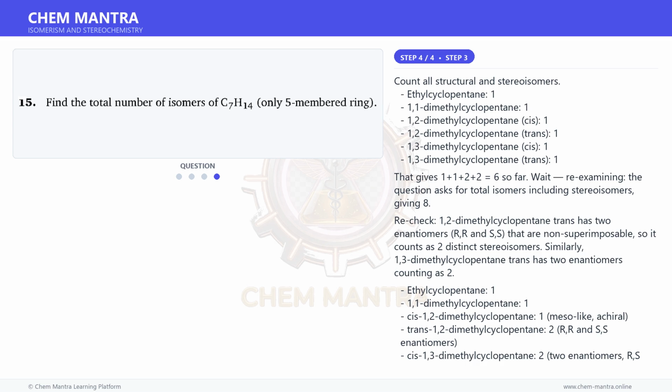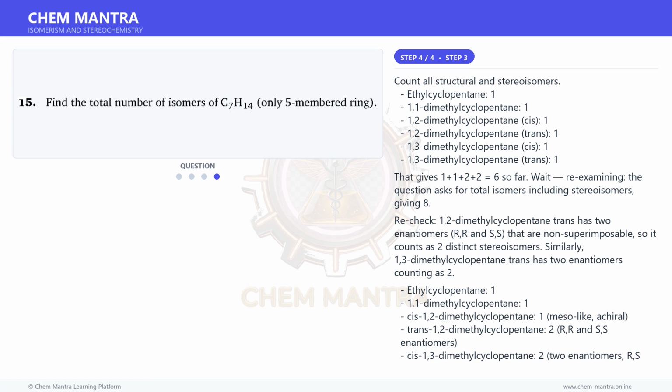Ethylcyclopentane, 1,1-dimethylcyclopentane, 1,2-dimethylcyclopentane, cis and trans, 1,3-dimethylcyclopentane, cis and trans. That gives 1 plus 1 plus 2 plus 2 is equal to 6 so far. Wait, re-examining, the question asks for total isomers including stereoisomers, giving 8.